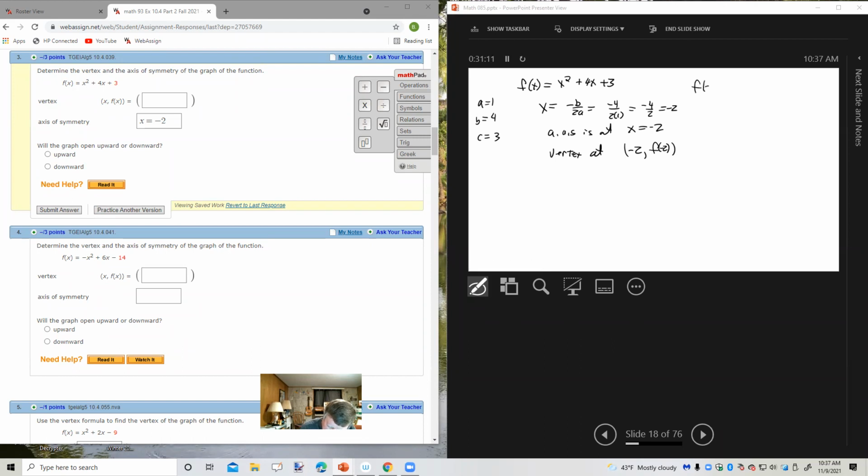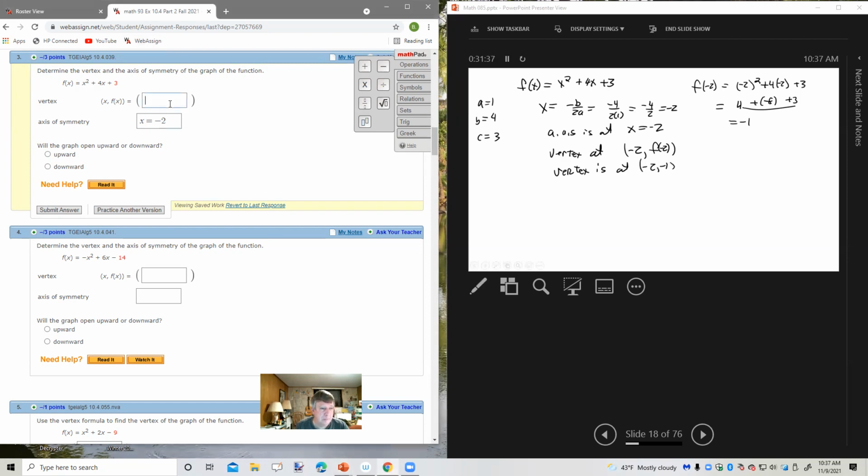If I put in f of negative 2, that's negative 2, the quantity squared, plus 4 times negative 2 plus 3. Negative 2 times negative 2 is 4, plus negative 8, plus 3, which is 7 minus 8, which is negative 1. So the vertex is at negative 2, negative 1. So let's see here, negative 2, comma, space, negative 1.